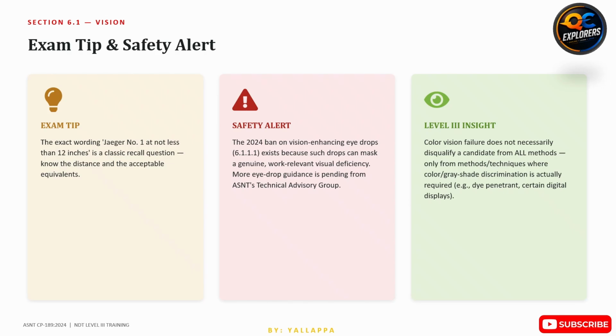This slide reinforces several key points from the previous section and highlights areas that are frequently tested during certification examinations. The first examination tip concerns the near vision requirement. You should remember the exact wording: Jaeger No. 1, or an approved equivalent, at a distance of not less than 12 inches. This requirement appears regularly in Level 3 examinations because it combines both the vision standard and the required testing distance.